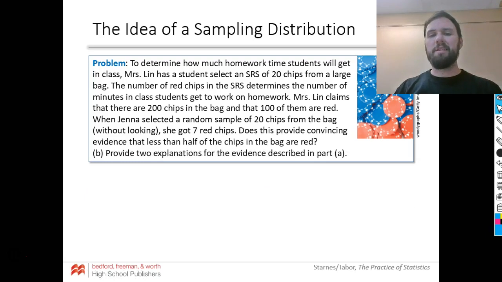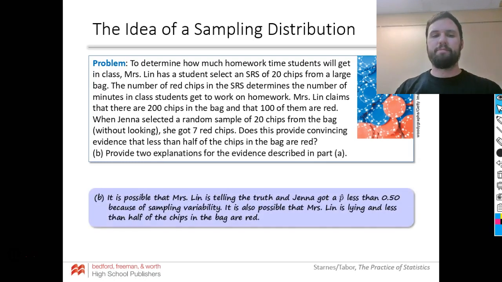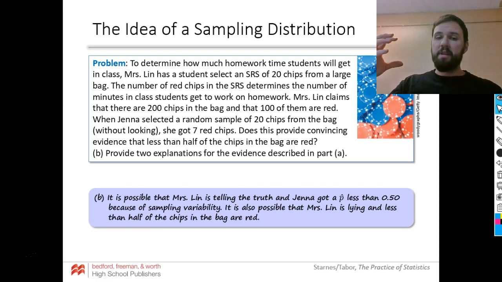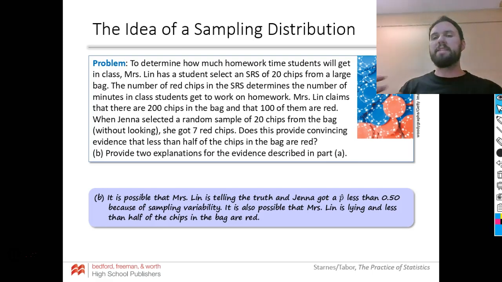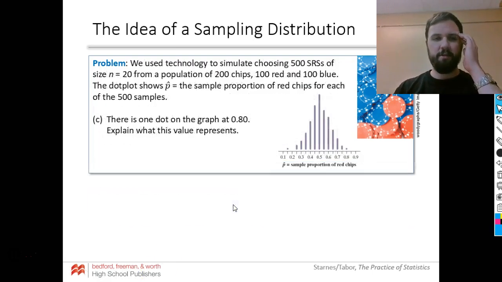So let's give an explanation of what happened. It's possible that the teacher's telling the truth, but just by chance, she grabbed out less than 50% red. That's one way. It happened by chance. The other way is Mrs. Lynn's a dirty liar and not half those chips are red. So either she's lying or Jenna just by chance had 7 out of 20 red. So how do we show that?